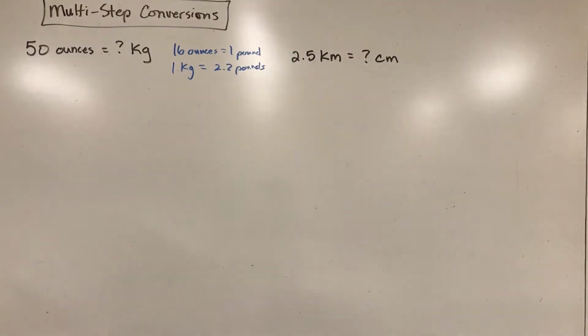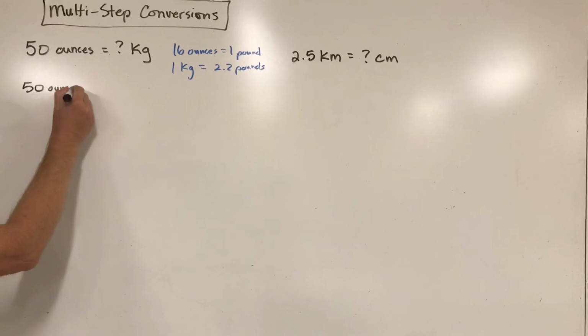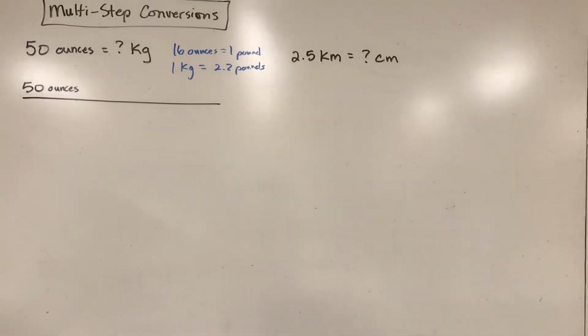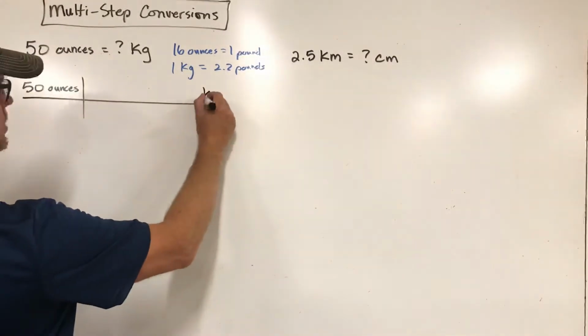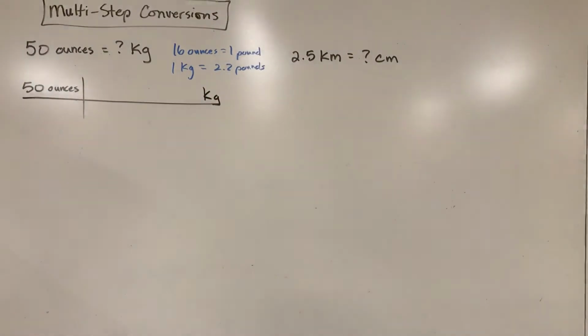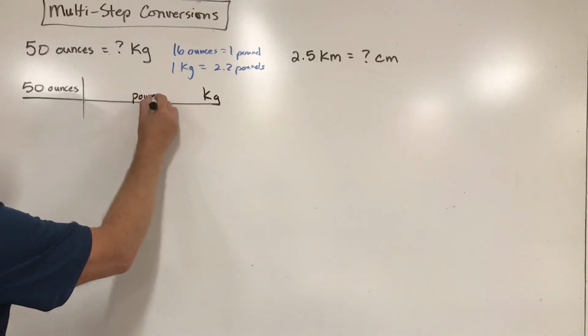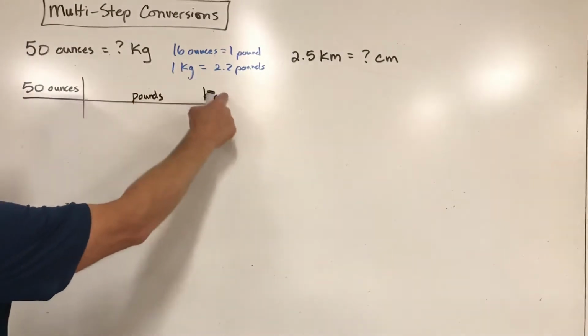So what I'm going to do is set up a conversion chart just like we did before. I'm going to start with 50 ounces, and I'm going to draw a fraction bar. Now notice I drew it longer because I know I'm going to need more than one step. Eventually, I would like to end up with kilograms as my last value, but I can't get directly there, so I'm going to have to go through pounds. Pounds is my middle step. So I put the pathway I want on top. I want ounces to turn to pounds, and that to turn to kilograms.